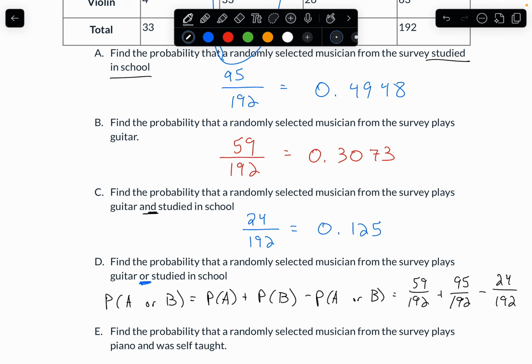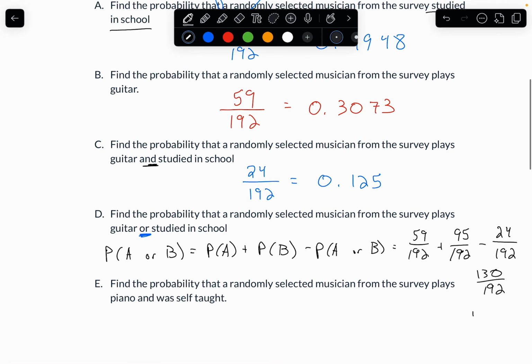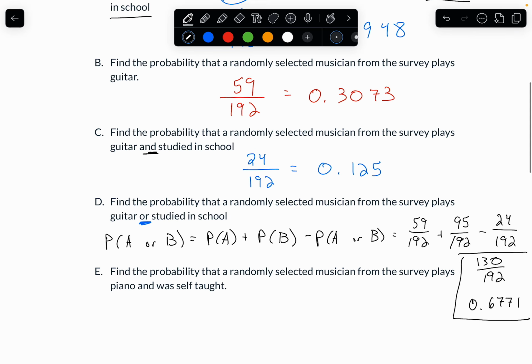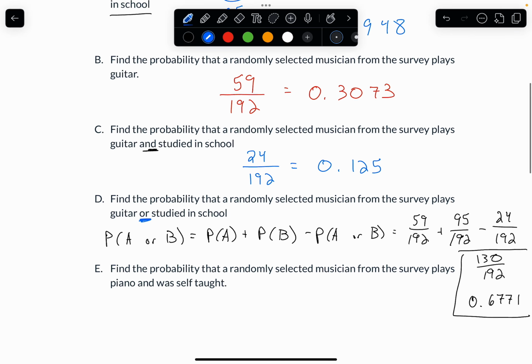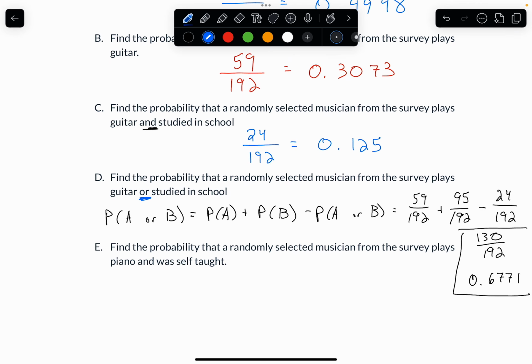So I just have a bit of addition and subtraction. So 59 plus 95 minus 24 gives me 130 individuals out of 192, or if I wanted to give a decimal, as I often do, I have 0.6771 as my decimal there. So there is my probability for Part D. And then lastly, one more for good measure. Find the probability that a randomly selected musician from the survey plays piano and was self-taught.